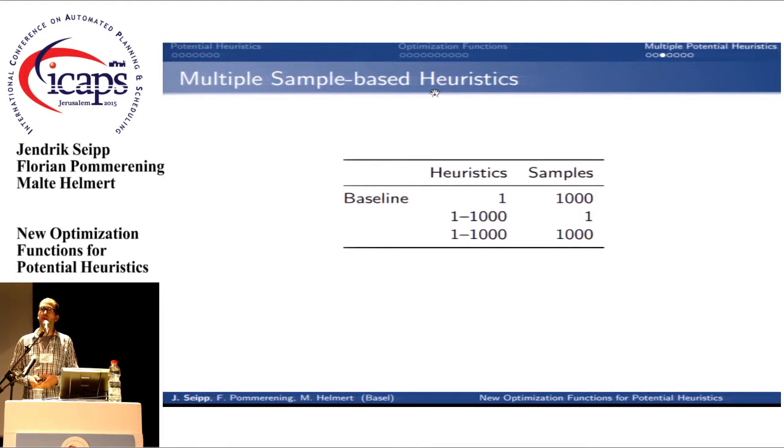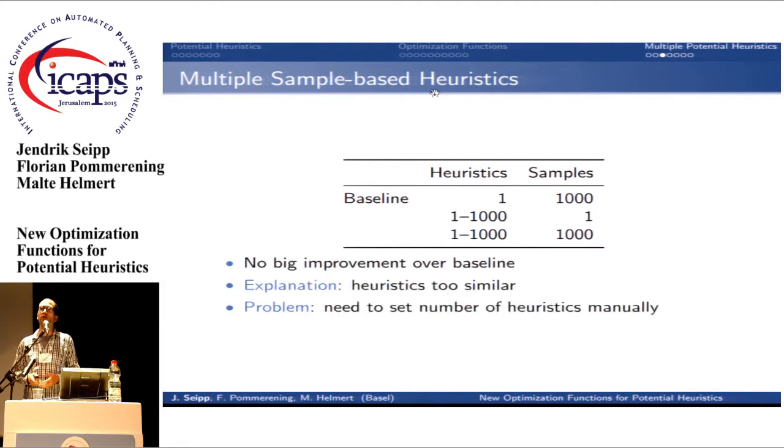The baseline that we just saw, which solved 678 tasks, just uses one heuristic and learns a potential function for 1,000 states. We could also vary the number of heuristics between 1 and 1,000 and only consider one sample in each heuristic, or we could do this for 1,000 samples, like in the baseline. But regardless of the approach, there's no big improvement over the baseline. The explanation is that the heuristics are too similar. And also, it is tedious to set the number of heuristics manually.